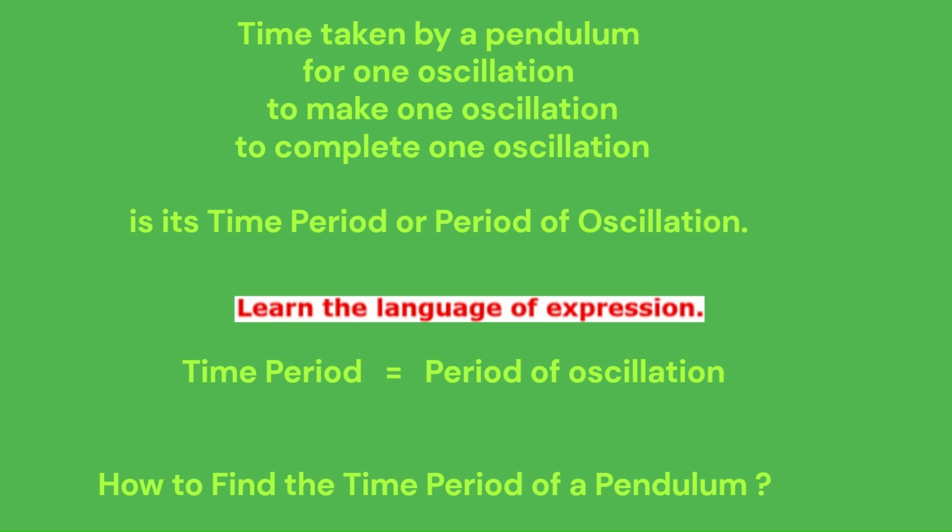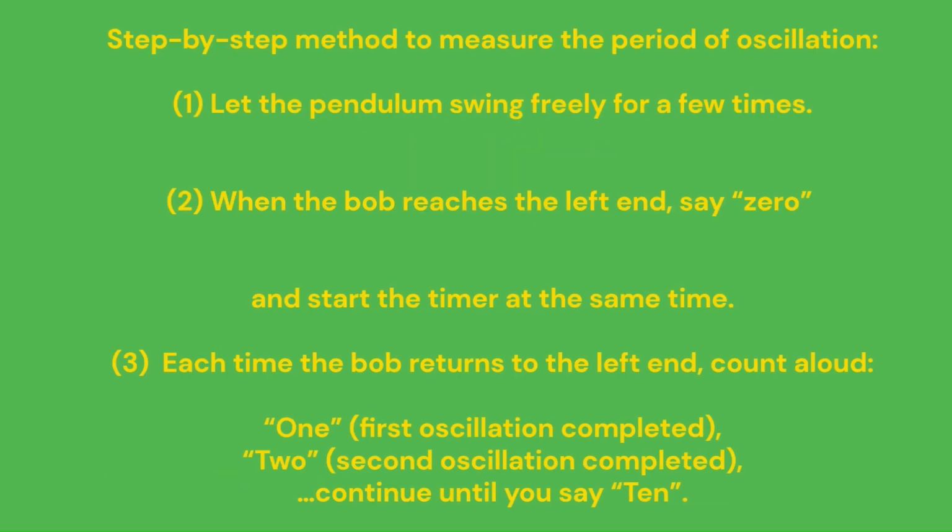Learn the language of expression. Time period is equal to period of oscillation. How to find the time period of a pendulum? Step-by-step method to measure the period of oscillation. Step 1. Let the pendulum swing freely for a few times. Step 2. When the bob reaches the left end, say 0.